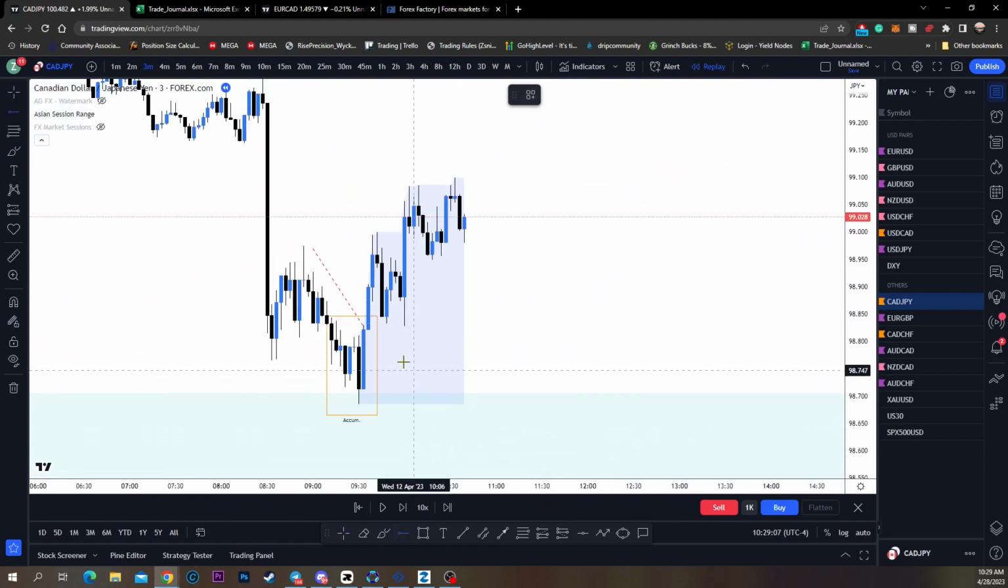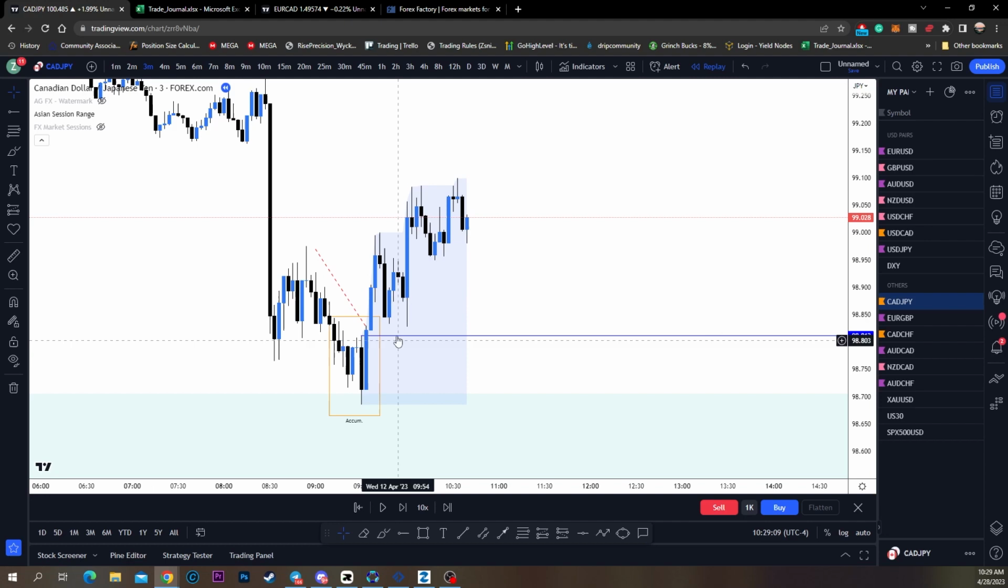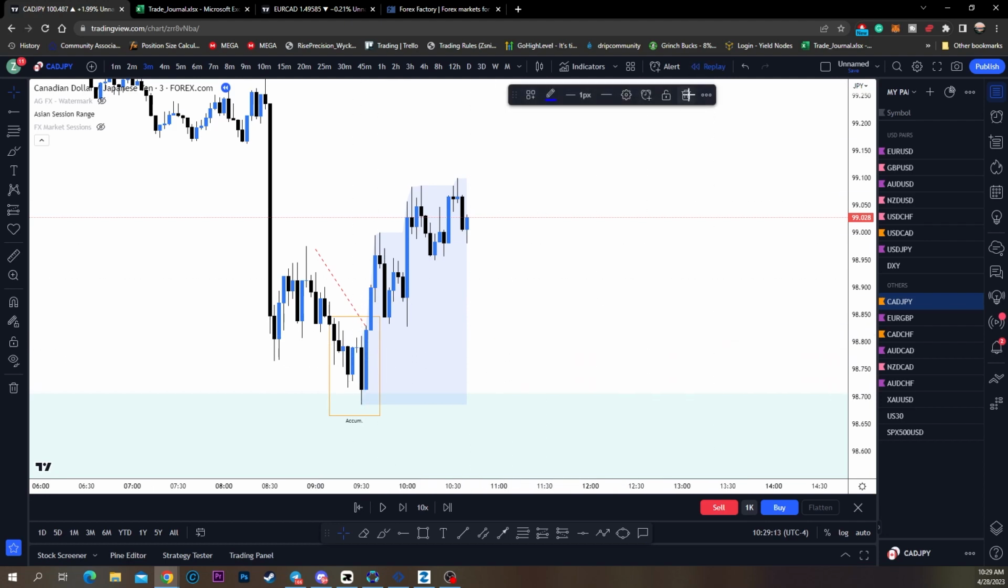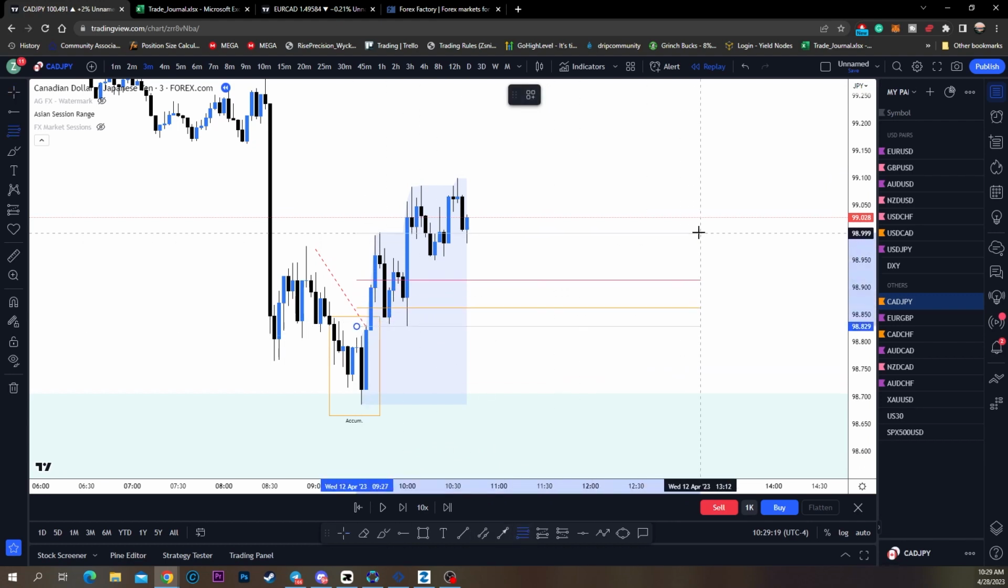Did we mitigate here? We did not mitigate this candle, which is where my entry would have been. Let's see. Do we have another entry here?